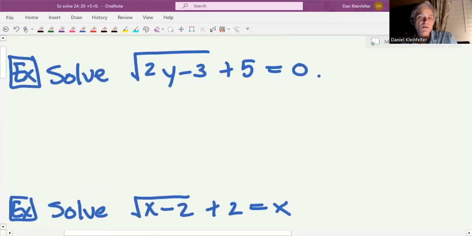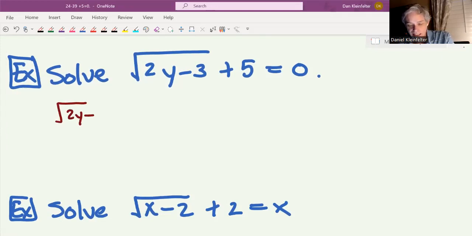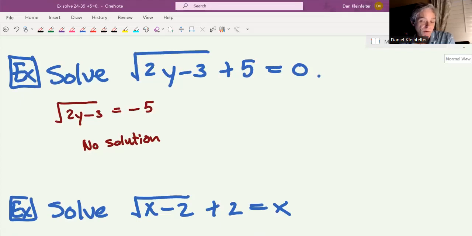All right, here we have the square root of 2y minus 3 plus 5 equaling 0. So on this one, when you isolate the square root, you're going to have the square root of 2y minus 3 equaling negative 5. For this one, you can just stop right here and say there's no solution. The reason is the principal square root, which is what we've got here, is always non-negative. It's always 0 or more, so there's no chance of it ever equaling negative 5, no matter what you plug in for y. So you could say no solution.